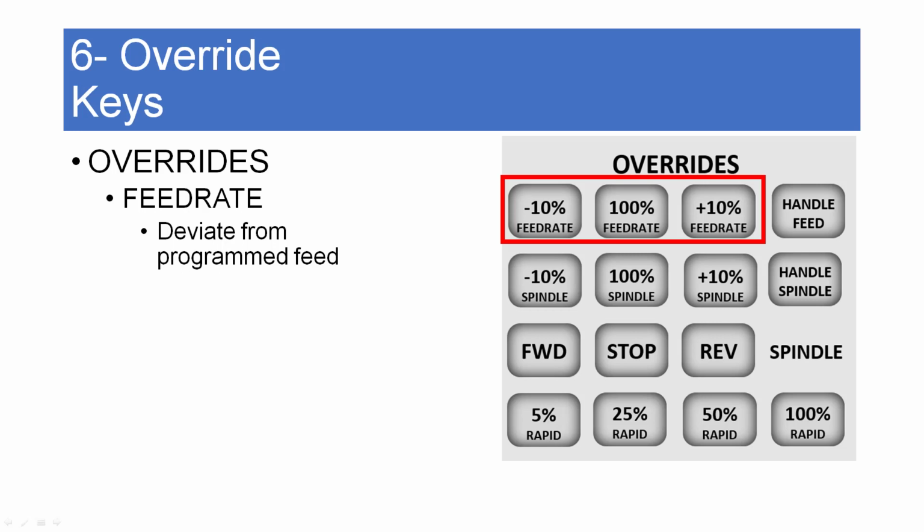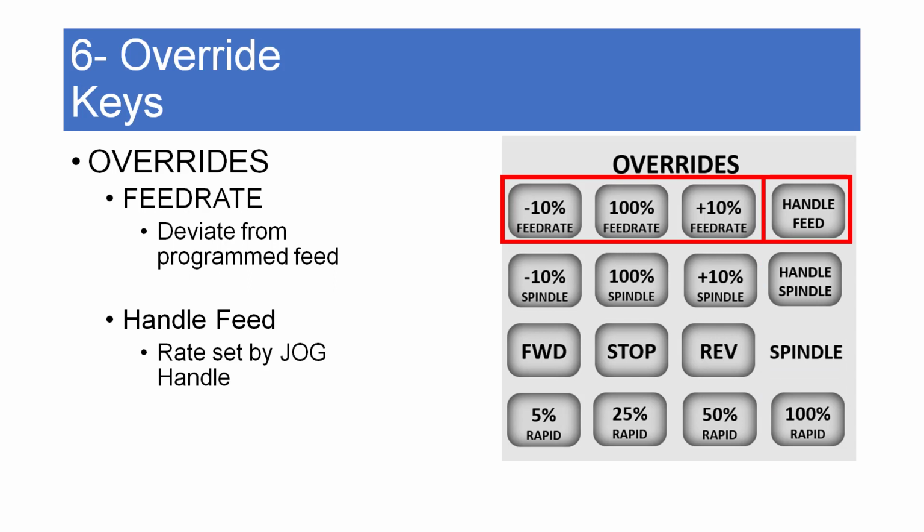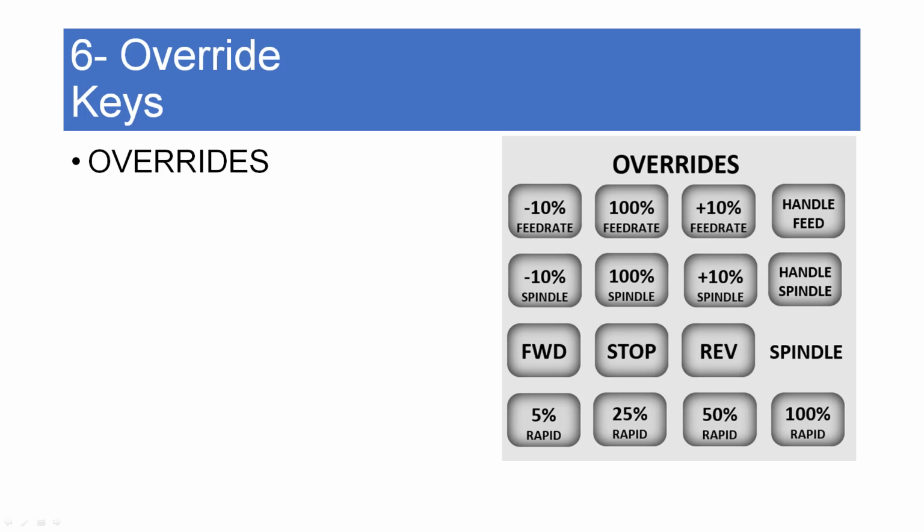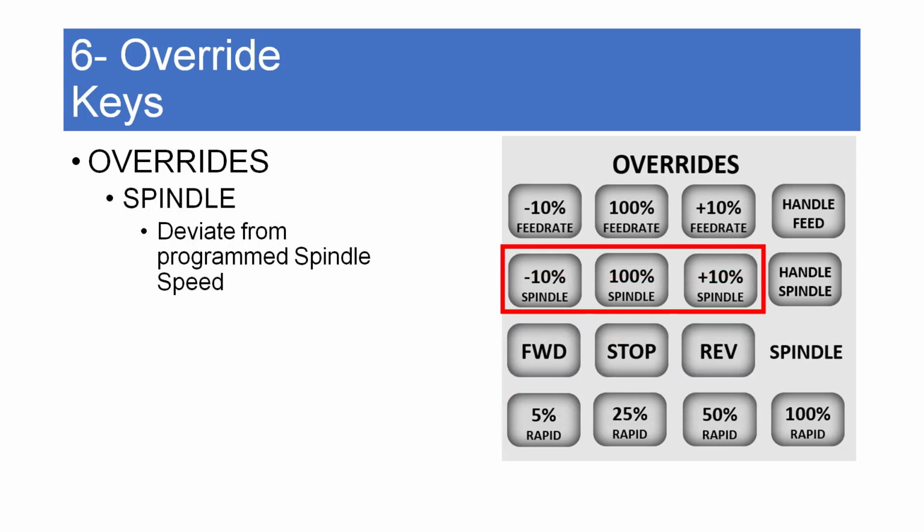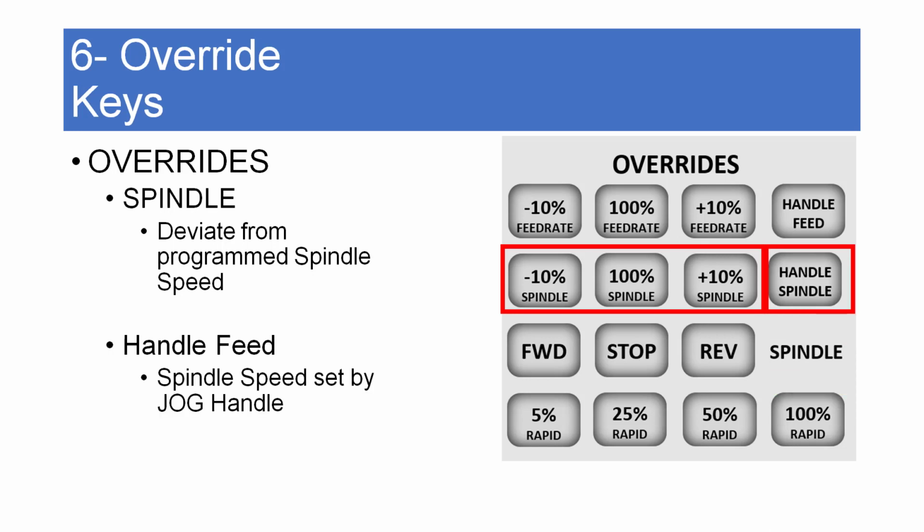Moving down a row is the spindle override key row. Spindle override speeds up or down the spindle RPM. You can incrementally select 10% increase or decrease in the programmed rate or use the handle feed, which will let you use the jog handle to vary the feed rates. These operate exactly like the feed rate overrides, except you're increasing or decreasing the spindle rotation speed.